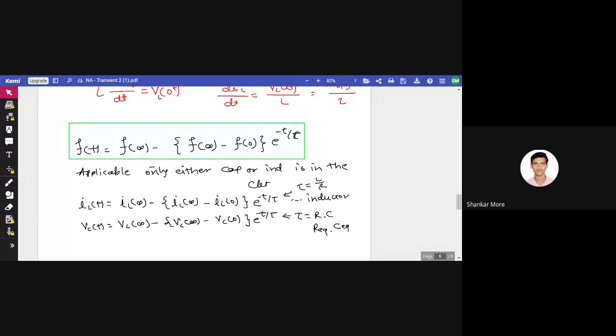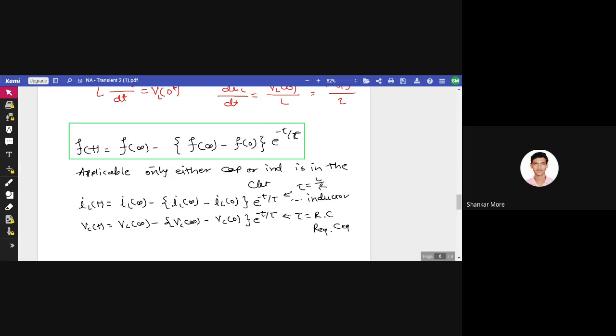This formula is only applicable when there is either a capacitor or an inductor in the circuit, right? So let us suppose a capacitor is there in the circuit. In that case, we put v of t instead of f of t. मतलब जो function है हमारा वो क्या रहेगा, voltage रहेगा. So this formula is applicable for voltage when a capacitor is in the circuit, right? And if, let us suppose, an inductor is in the circuit, then we take current into consideration, right? So this is how we solve the examples using this formula.